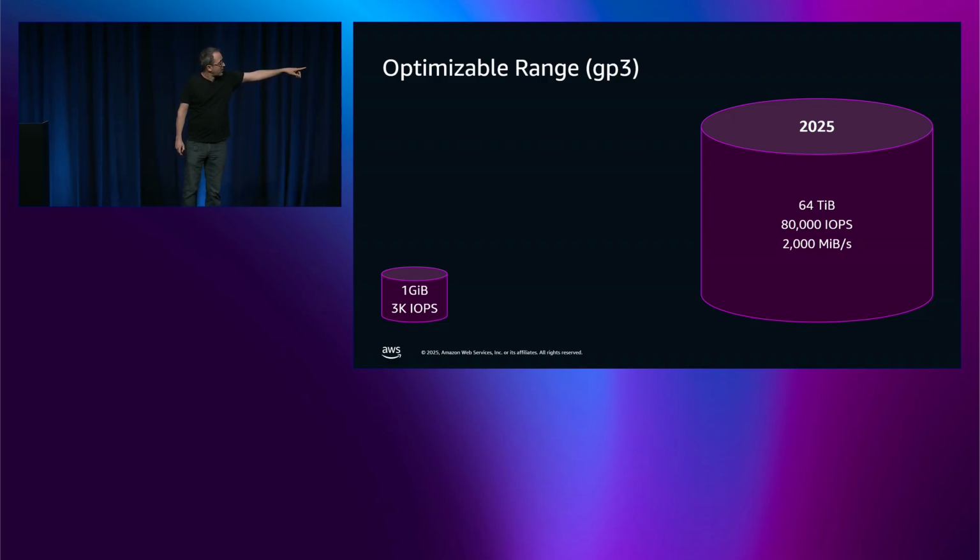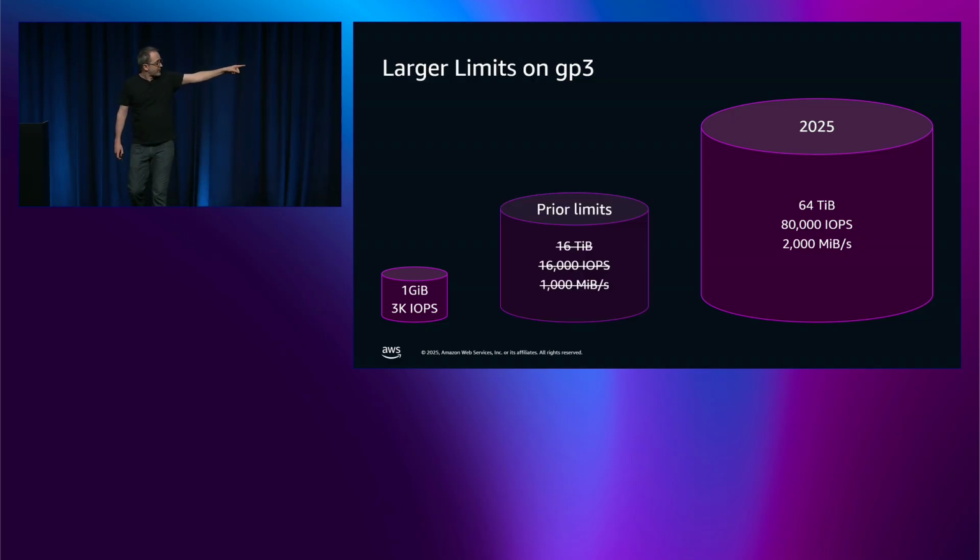If those numbers look a little bigger than you're used to, it's because we bumped them in the last month or so. I was actually involved in this. We took the capacity up 4x, the IOPS up 5x. Again, all valid gp3 volumes.